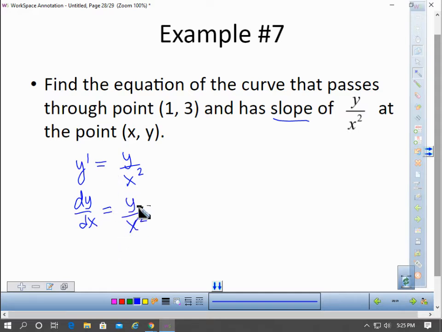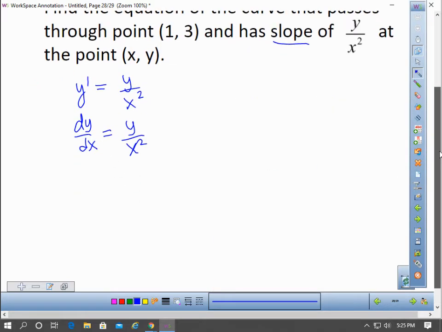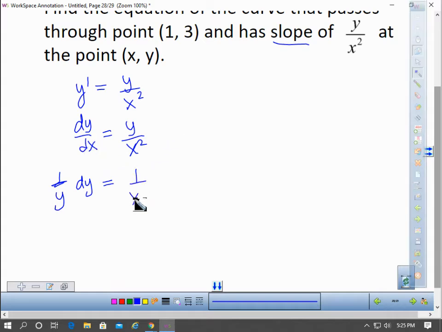And so we've got to separate again like we've been doing. Separate and integrate. So we need our y's on the left, so I'm going to divide by y. That'll be 1 over y dy. And then I'm multiplying the dx over here, so this will be 1 over x squared dx. Now, one thing that might make this a little easier to integrate, I can write this as x to the negative 2 dx. So now I'm going to integrate both sides.